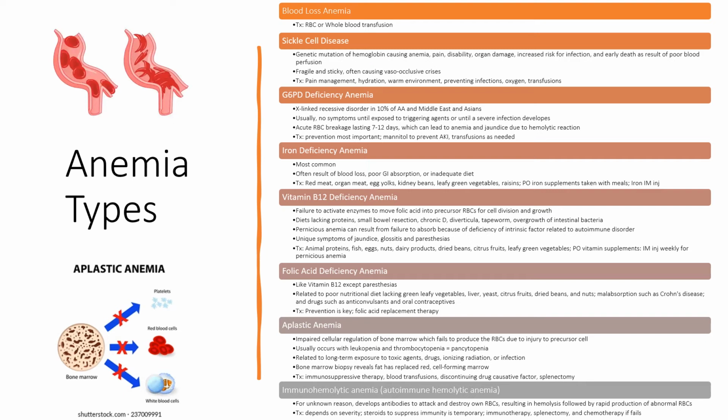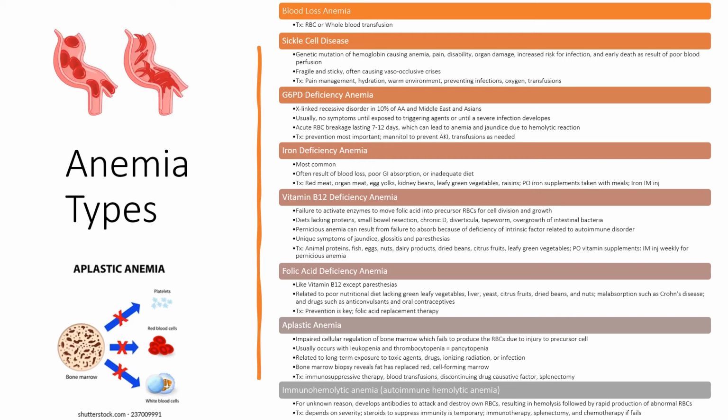So folic acid deficiency may have the glossitis in this case, but it's not going to have the paresthesia on its own. Folic acid anemia is due to a poor nutrition diet, lacking in green leafy vegetables, liver, yeast, citrus fruits, dried beans, and nuts. As you can see, most of these are very similar. Clients that have a malabsorption disorder, such as Crohn's disease, and are taking medications or drugs such as anticonvulsants or oral contraceptives can be predisposed to this as well. Prevention is the key, so education about the diet and intake is, of course, important, but they can also take a folic acid replacement therapy, which is usually a pill.